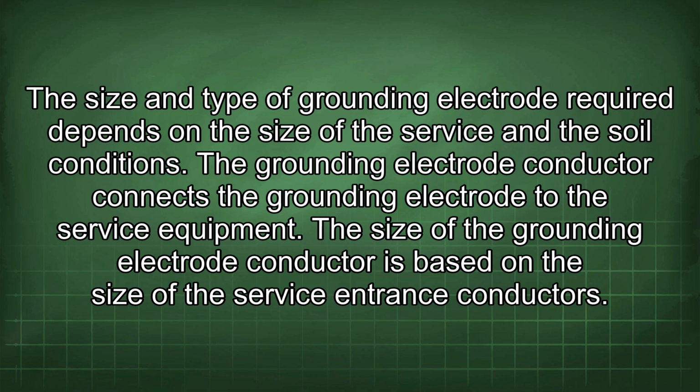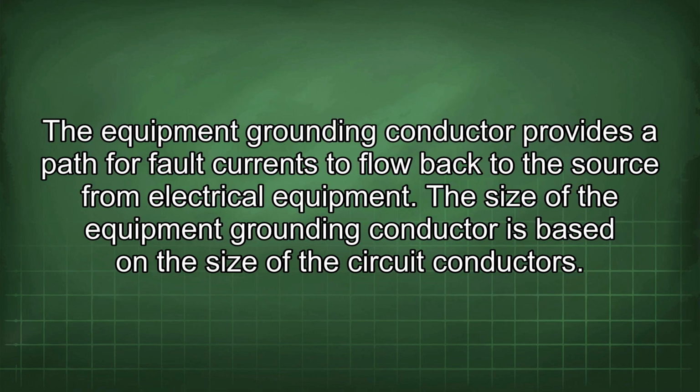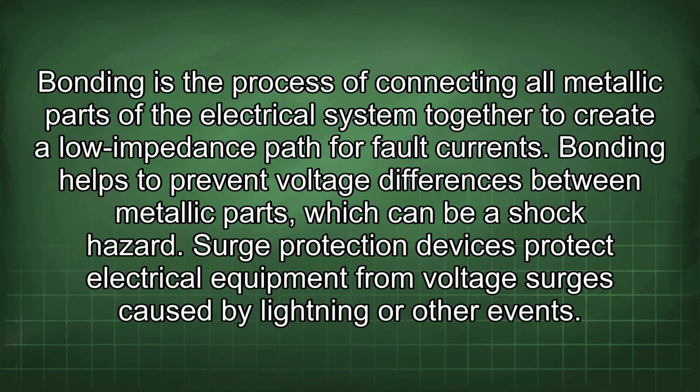The size of the grounding electrode conductor is based on the size of the service entrance conductors. The equipment grounding conductor provides a path for fault currents to flow back to the source from electrical equipment. The size of the equipment grounding conductor is based on the size of the circuit conductors. Bonding is the process of connecting all metallic parts of the electrical system together to create a low impedance path for fault current. Bonding helps to prevent voltage differences between metallic parts, which can be a shock hazard.